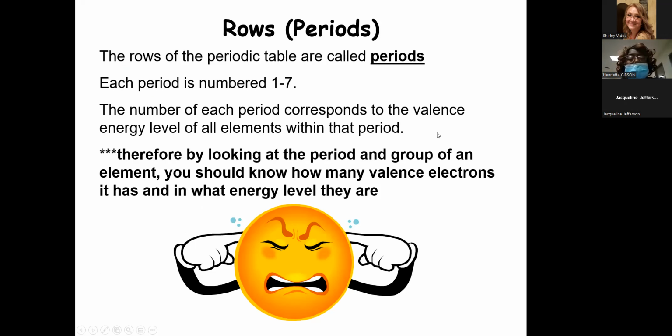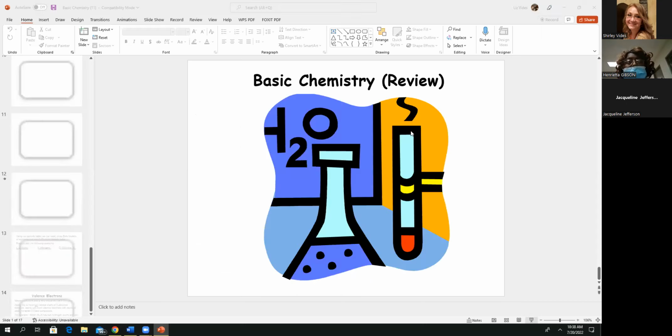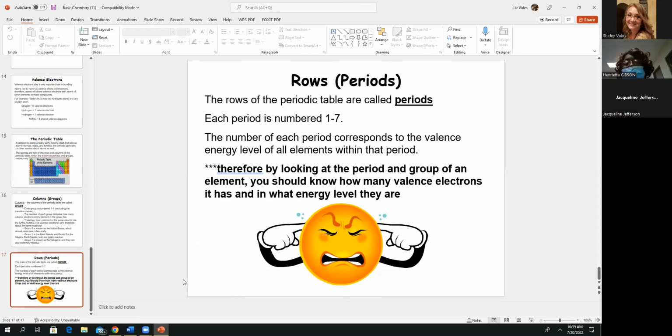The period tells you how many levels, total levels, there are in that atom. So if you have an element like magnesium, magnesium is on the third row, so it is in period 3. That means we have 3 electron levels in magnesium, whereas we only have 2 electron levels in beryllium, because beryllium is in period 2. Okay, so that's basically all we need to know here.